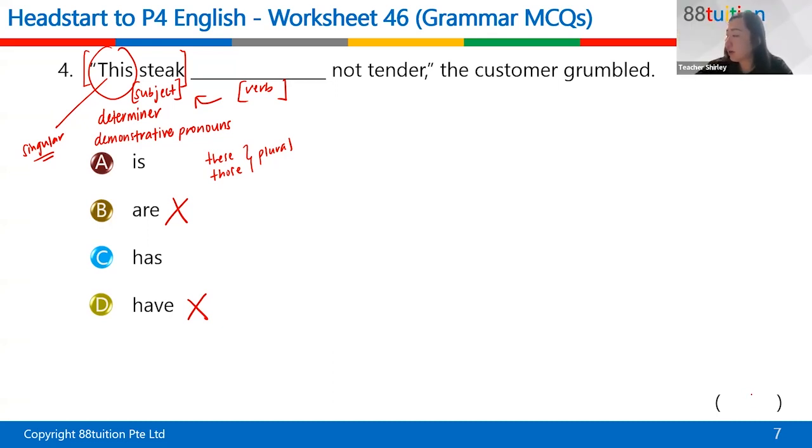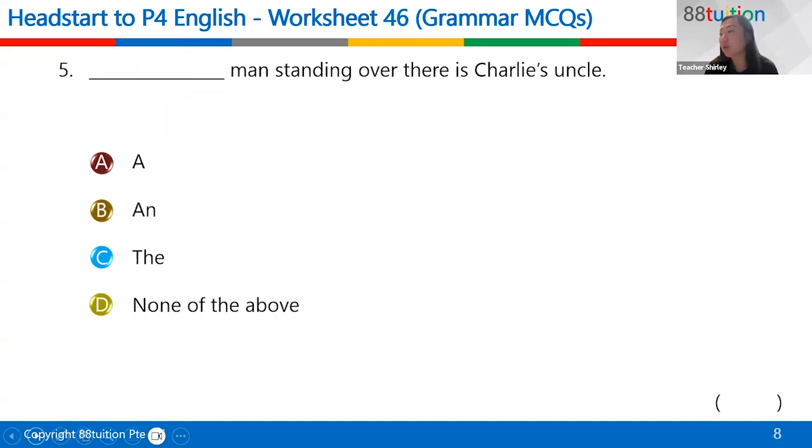Okay, we have to choose the correct verb, right? So this stick is not tender. The customer grumbled. Okay, this stick is not tender. The customer grumbled. All right, so next one. The man standing over there is Charlie's uncle. Okay, so you know, yeah, sorry, Emmett. The man standing over there. Very good. Okay, so what are all these words here? These are actually what we call our articles.